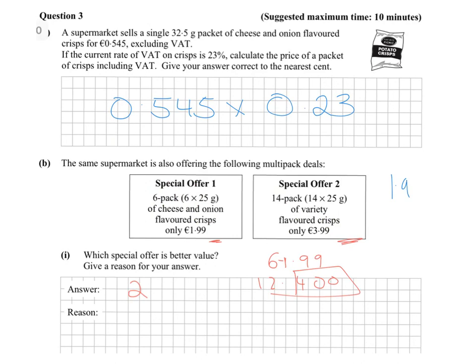So $1.99 divided by 6, this is special offer 1. That would be 33 cents per bag of crisps. Whereas special offer 2 is $3.99 divided by 14, and as a result that would be 28 cents. So any of those answers there are fine.